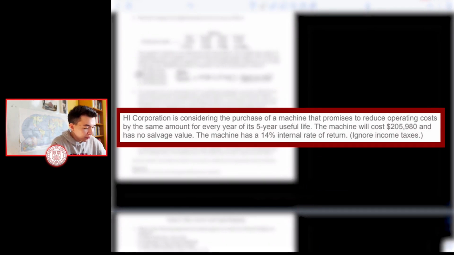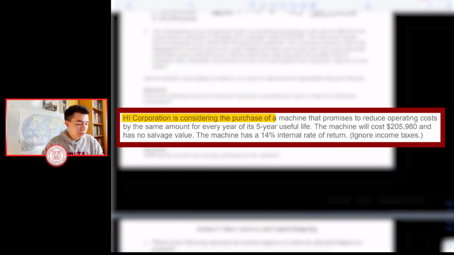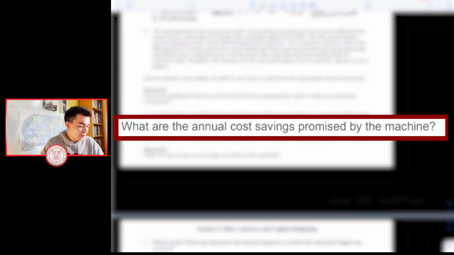So part 4 says, High Corporation is considering the purchase of a machine that promises to reduce operating costs by the same amount for every year of its 5-year useful life. The machine will cost $205,980 and has no salvage value, and the machine has a 14% internal rate of return. So that 14% is going to be our discount rate. And it says, what are the annual cost savings promised by the machine?